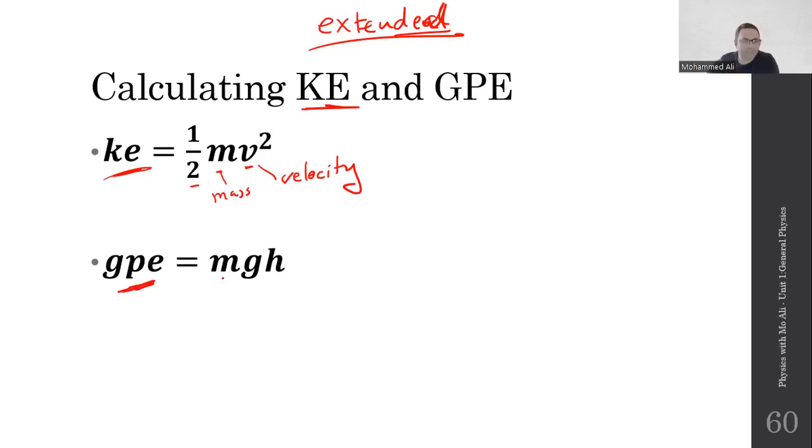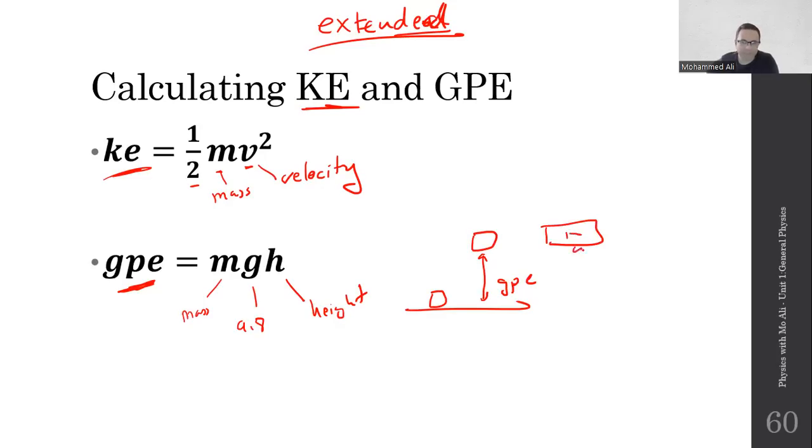Gravitational potential energy is calculated using mgh, so mass times 9.8, or 10 in the older mark schemes, times height. So the greater the height of an object, the greater the gravitational potential energy of the object. Also, the greater the mass of the object, the more GPE it has. But remember, core students, year 9s, don't really calculate kinetic energy and GPE. That's why we're saying it's extended.